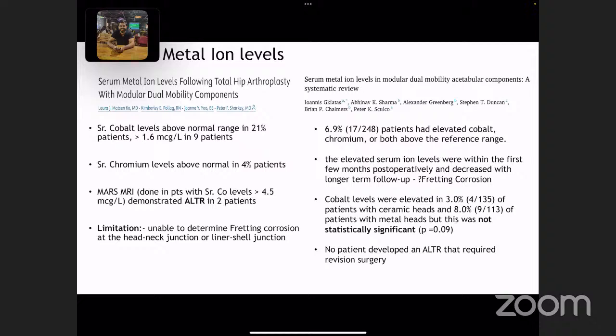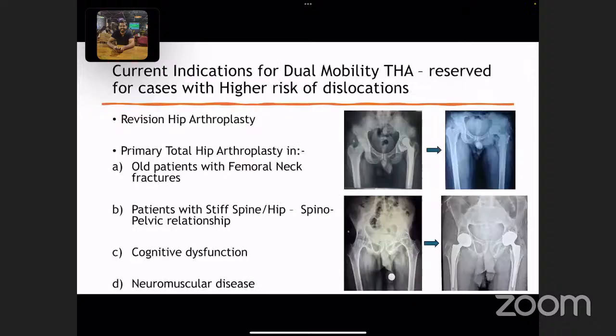Cobalt levels were elevated in 3% of the patients with ceramic heads and in 8% of the patients with metal heads. But this was not statistically significant. Current indications for dual mobility total hip arthroplasty are reserved only for the cases which have a higher risk of dislocations, such as revision hip arthroplasty, primary total hip arthroplasty in old patients with femoral neck fractures, patients with stiff spine or hip, cognitive dysfunctions, and neuromuscular disease.